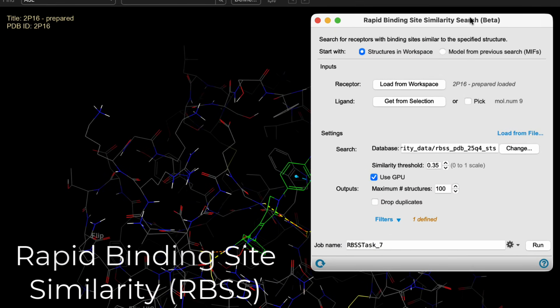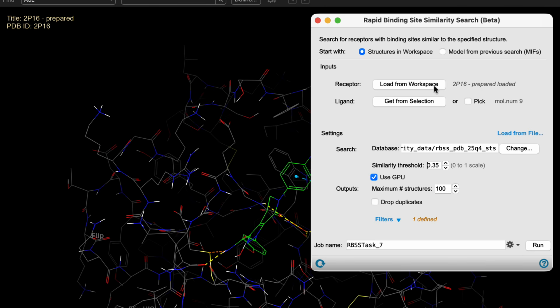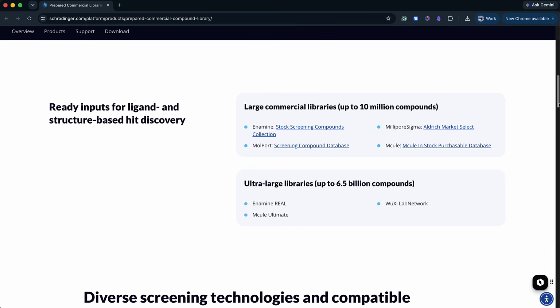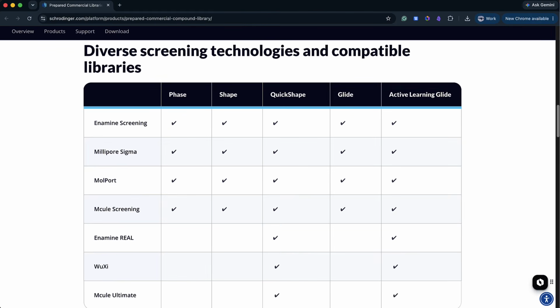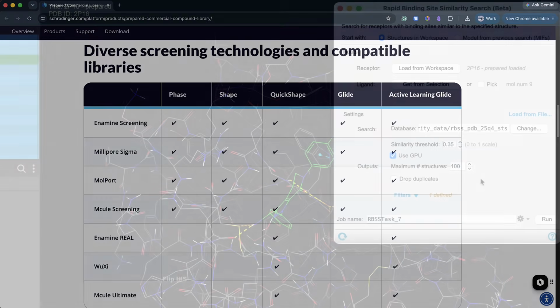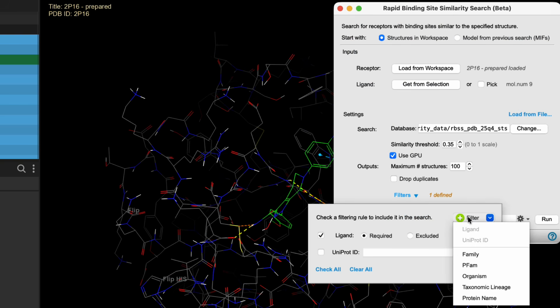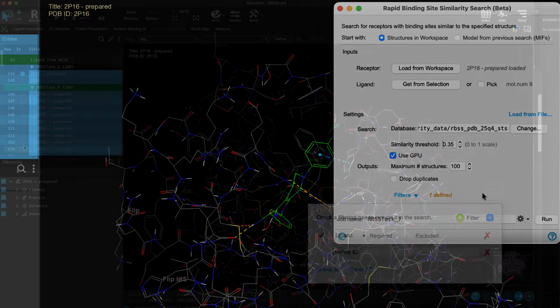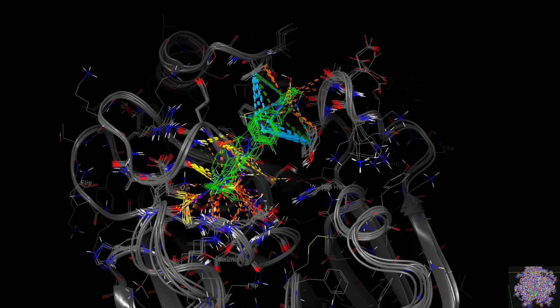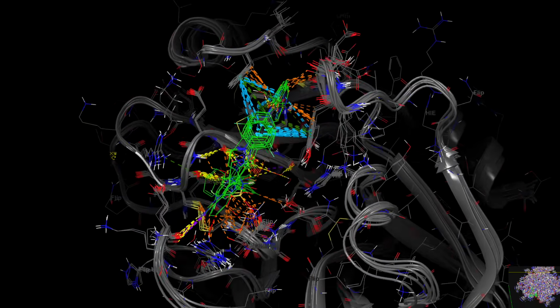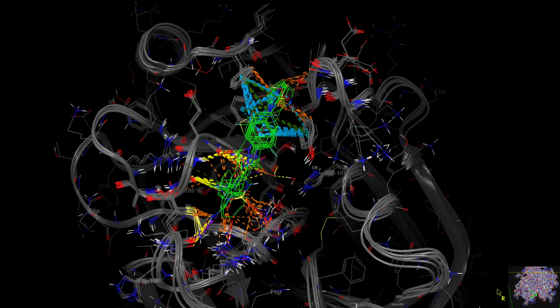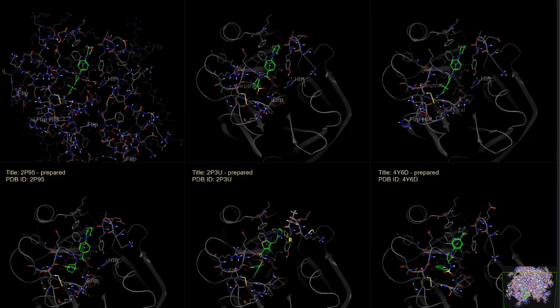Rapid binding site similarity is a new beta panel for pocket searching in Maestro. Its accompanying database is being distributed through the chemical vendor libraries and auxiliary data collection and contains more than 1 million PDB binding sites. You can filter results by ligand presence or metadata such as organism, protein family, or UniProt identifier. Ranked similarities can reveal template ligands, related pockets, and possible off-target relationships without relying on sequence similarity alone.